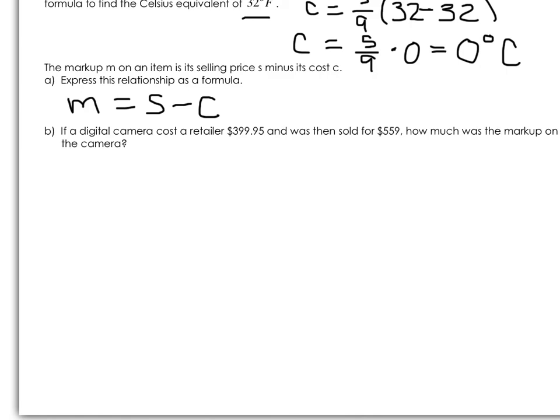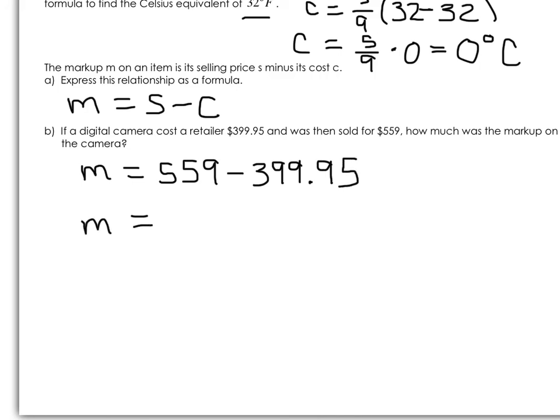If a digital camera cost a retailer $399.95 and was then sold for $559, how much was the markup on the camera? How much was the markup? That's what we're trying to solve for. So the selling price is $559 minus the cost was $399.95.